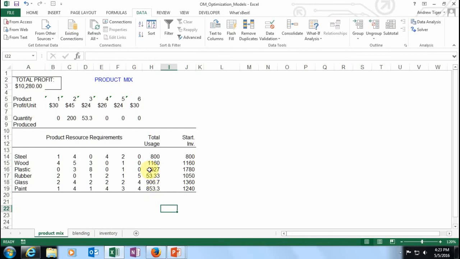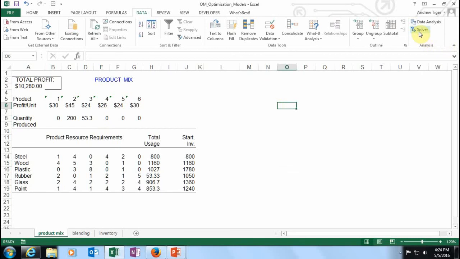So what would be the next product? I can't use anything that requires steel or wood. So I could look at product 4. That might be one. No, yeah, product 4 would be one I could consider adding because I don't need any of that. So here you go, on and on and on. Keep adding. Well, that's one way to do it. And even if I follow this strategy, there's no guarantee that this mix is the optimal.